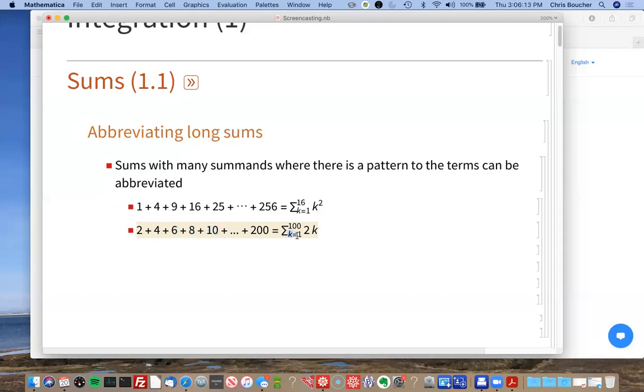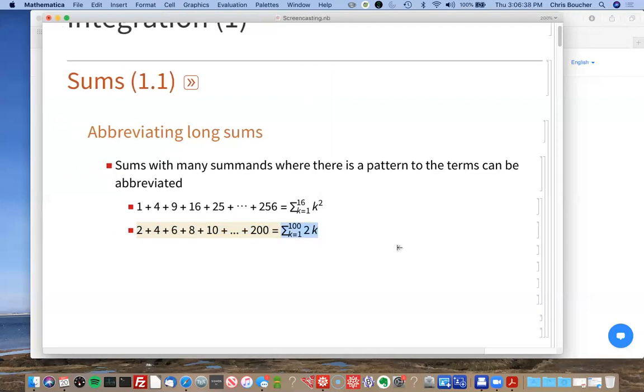So I'll start my counter at 1. The term function will be 2k, because to get from the term number to the term, I multiply by 2, and I need to go up to k equals 100. So our first goal here is to be able to go back and forth between sums written out the long way, like that's highlighted in blue, and sums written out using summation notation.